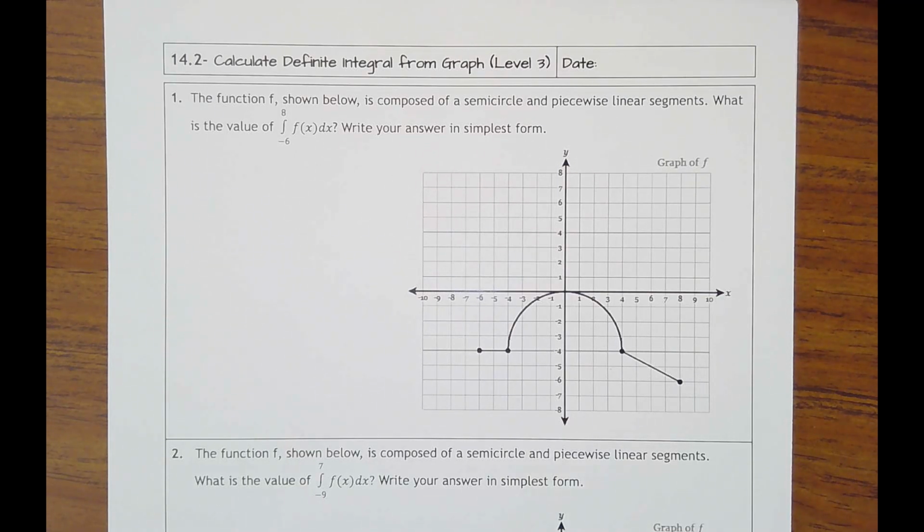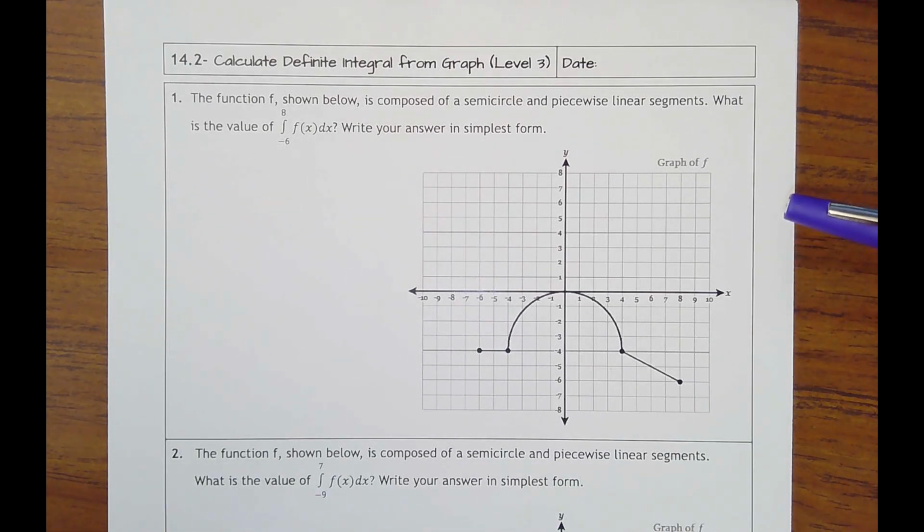Lesson 14.2 is calculating definite integral from a graph again. These are level 3s because they contain some semicircles, and some of the functions aren't as nicely formed with the x-axis.